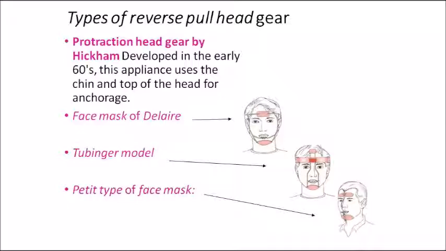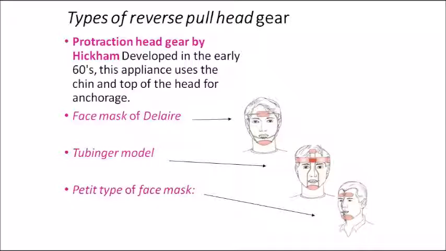Now the third category is the Petit type of face mask, which is very easy to identify. You have a metal framework which connects the attachments in the forehead and the chin, but it is connected by a single rod. So there is a single rod running in the midline from the forehead cap to the chin cap. That is your Petit type of face mask.